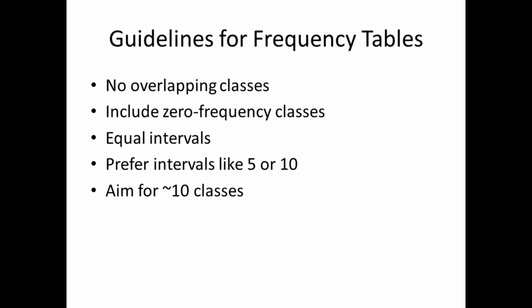Guidelines for frequency tables. Here we must follow some important rules. First one, don't let intervals overlap. Second, include classes even if frequency is 0. Third one, aim for equal interval widths and prefer common intervals like 5 or 10.